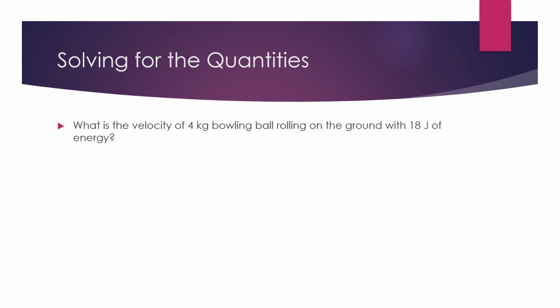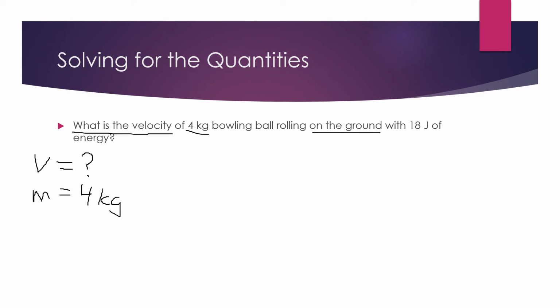Okay. Now we're switching it up a little bit. I think you kind of saw this coming. Now it says, what is the velocity? And I know that velocity connects to kinetic energy. So I suspect that in this problem we're going to have to use kinetic energy. 4 kilogram bowling ball. Okay. 4 kilograms is the mass, rolling on the ground.